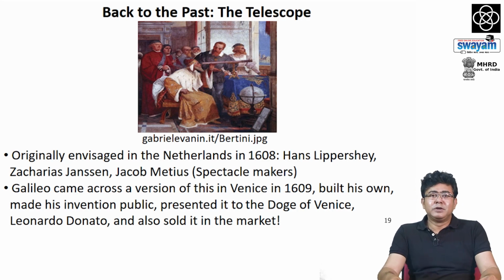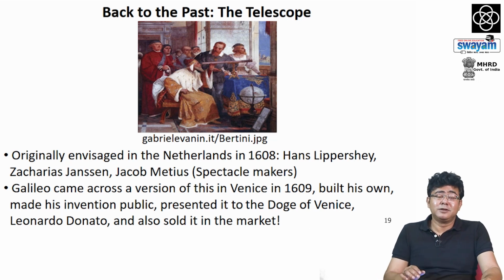So, Galileo came across a version of this telescope in Venice, where one of the sea merchants bought it, and he was fairly excited and intrigued by it, and he created his own version of the telescope, and he actually demonstrated this to the public and to the Doge or the mayor of Venice, Leonardo Donato. And he also in fact sold it in the market. So, he sort of really put his stamp on the telescope, and the telescope went on to be the basis for many of his observations, the scientific breakthroughs and the revolution he brought in astronomy, some of which actually landed him in trouble as well.